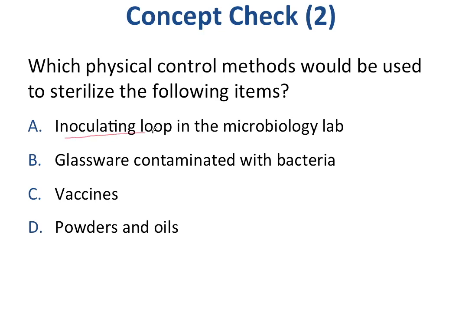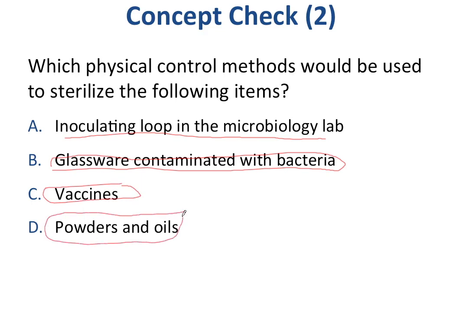So for the A, the inoculation loop, we can use the flame to burn this. For the glass beer, we can use the moist heat. Vaccine, we have to use the filtration. Powders and oils, we can use moist heat.